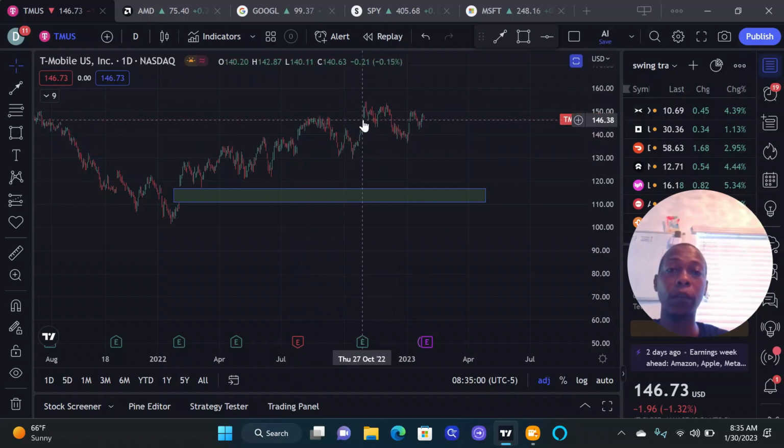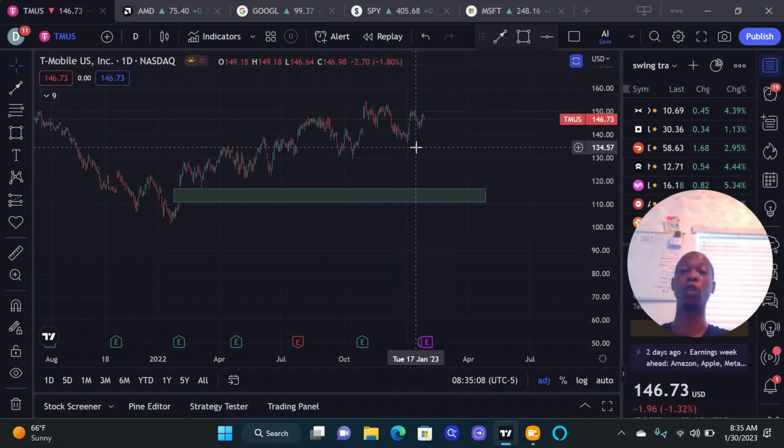Same thing, it gapped up. You got this little gap right here. Then it went up, came down, and filled in the gap. So that gap is now filled, so I'm not putting a box there.